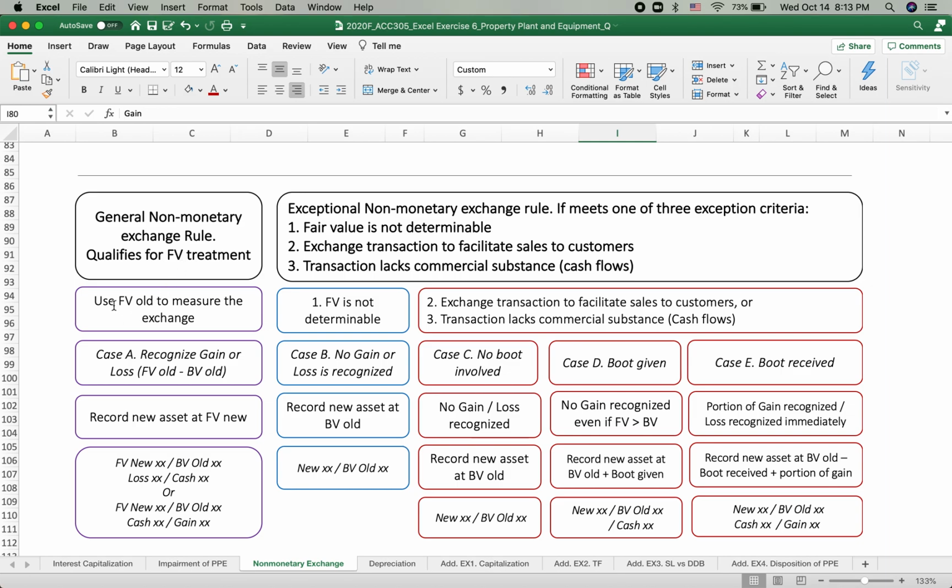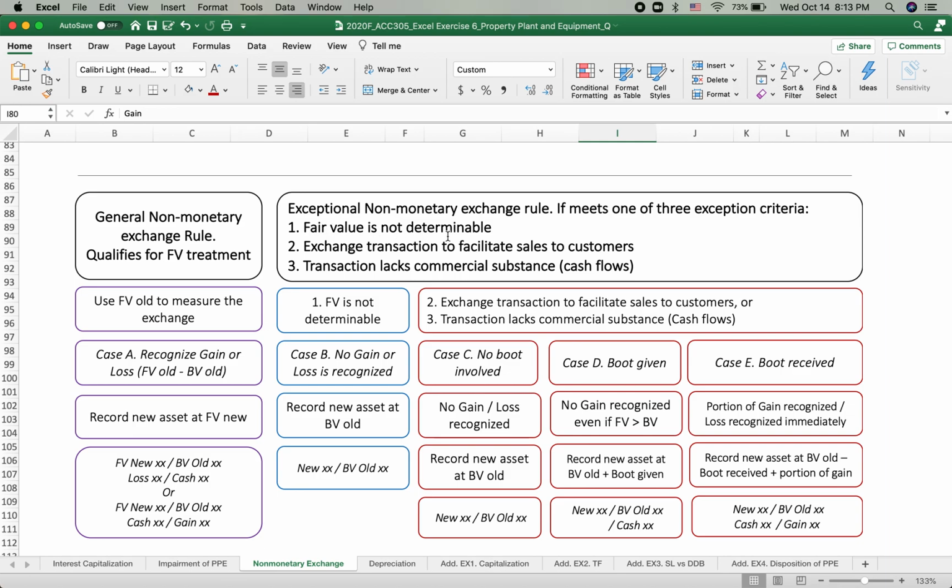So we can use the fair value of old asset to measure the exchange. Also, we can use the fair value of new asset we received. That is the case A, the recognized gain or loss, record new asset at fair value new. So we record just as it is. But the problem is the exceptional case.